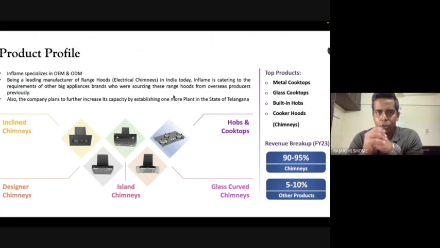Okay, so you have understood, right? For example, you have seen contract manufacturing in the pharmaceutical space with Syngene International. So you can say that contract manufacturing in the space of electric chimneys is Inflame. And of course, can you see here, 95% of the revenues come from making chimneys. So this is exactly the only thing that we need to focus on.